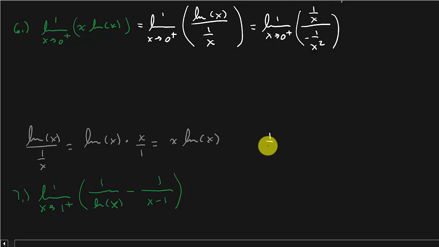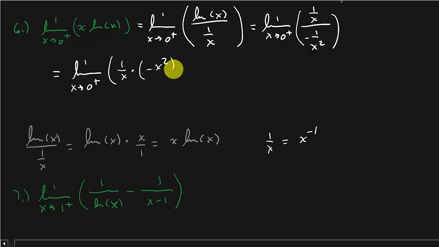Remember, taking the derivative of 1 over x, that's the same thing as x to the negative 1. Then just use the power rule. And so then that's going to give me the limit as x goes to 0 from the right of 1 over x times negative what? x squared times the reciprocal of this. And so that's going to equal what? The limit as x goes to 0 from the right of negative x. And so this is negative 0, which is 0.